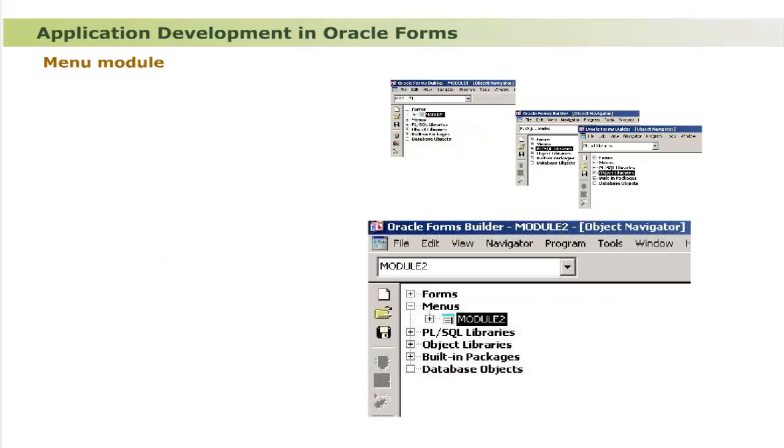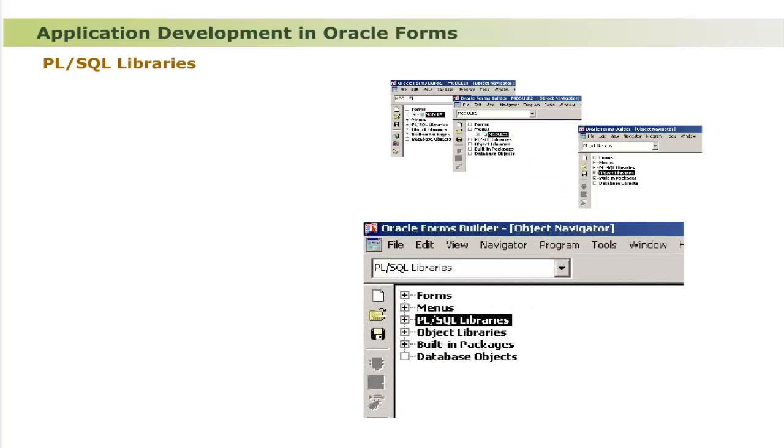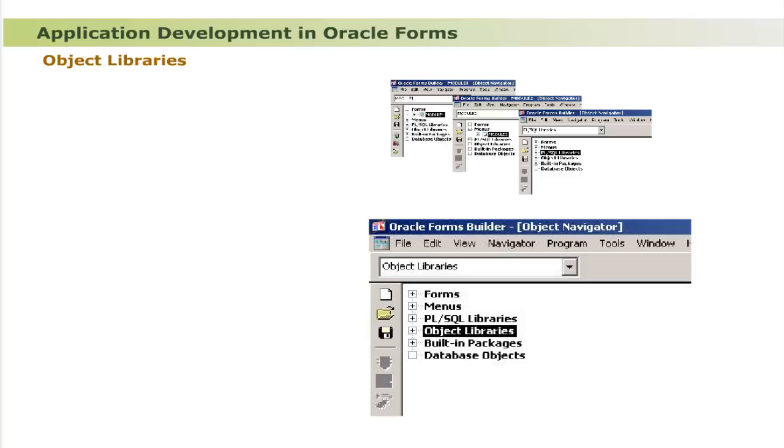The Menu Module is a collection of objects such as menu items, submenu items, and triggers. The PL SQL Library is a collection of PL SQL program units whose code can be referenced and called from other modules. The Object Library is a collection of objects related to form which can be used in form development.